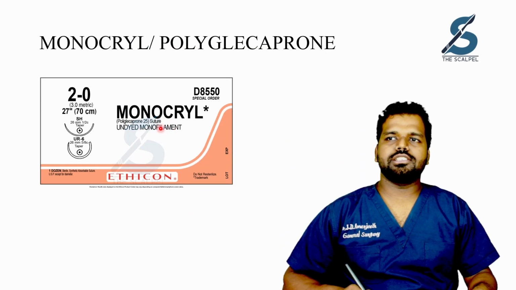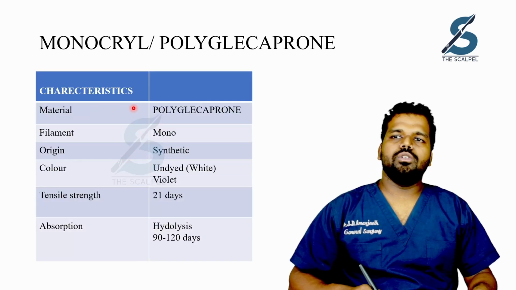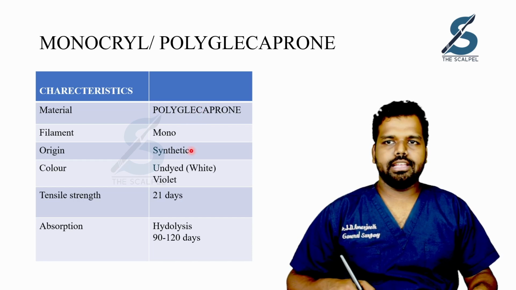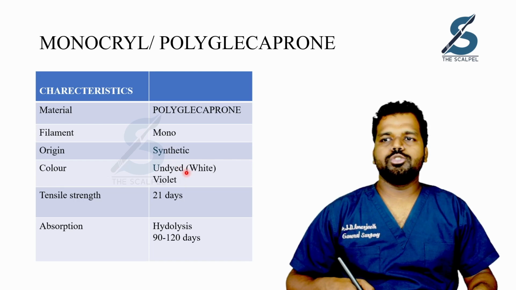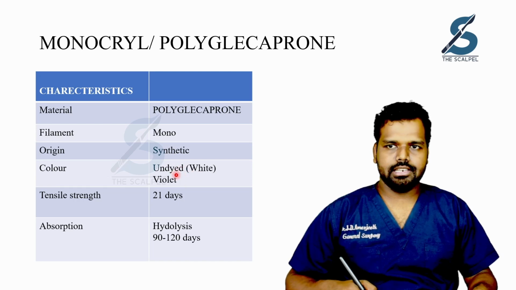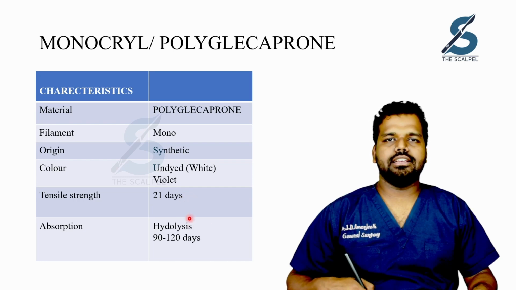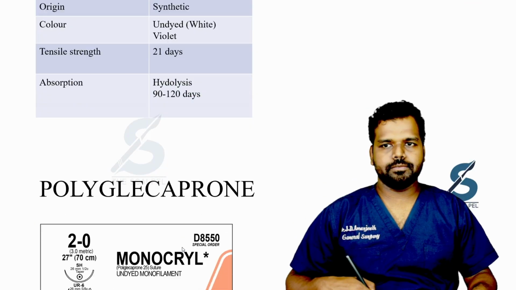The next one is Monocryl or polyglecaprone. The material is polyglecaprone. It is a monofilament, synthetic suture material. It is usually undyed, but sometimes it is violet in color. Tensile strength lasts up to 21 days, and it gets absorbed by hydrolysis within 90 to 120 days.